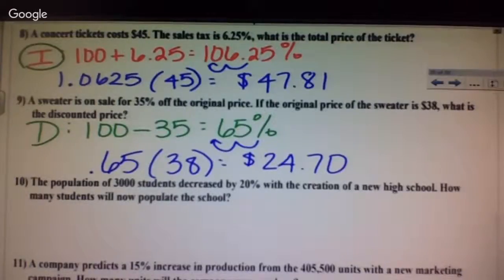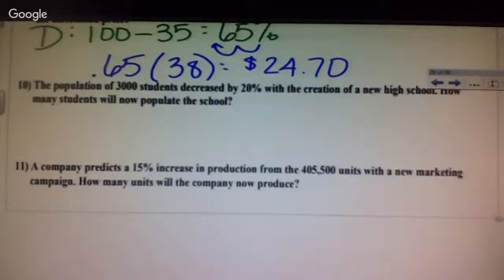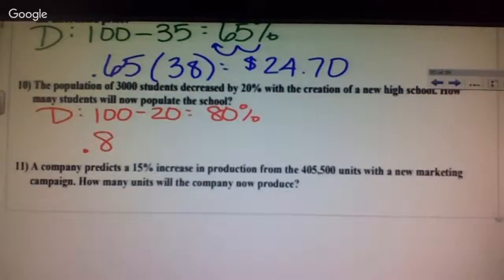Okay. The population of 3,000 students decreased by 20% with the creation of a new high school. How many students will now populate the school? Is my population going up or down? Down. It's going down by 20%. So we're only keeping 80% of the population. If we're losing 20% of them, we're only keeping 80. And 80 as a decimal is 0.8 or 0.80. Doesn't matter if you keep that 0 or not. If it's better for you to keep it, keep it.